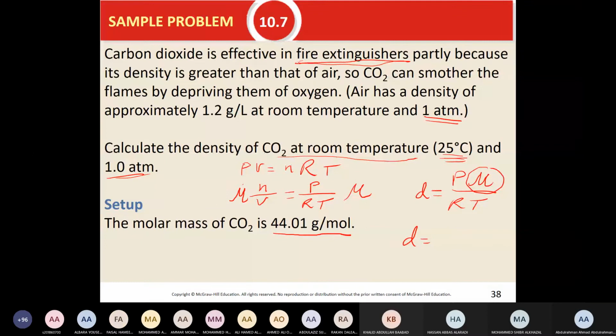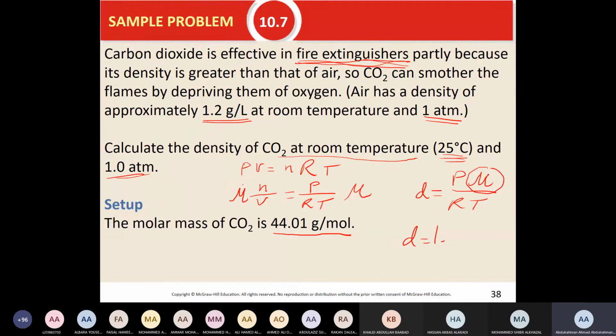1.8. Let me see. Yeah, maybe. So what's the density? 1.8. Exactly. What I want to say is that it must be higher than the density of air. Why am I saying it's higher? Because we use it as a fire extinguisher.